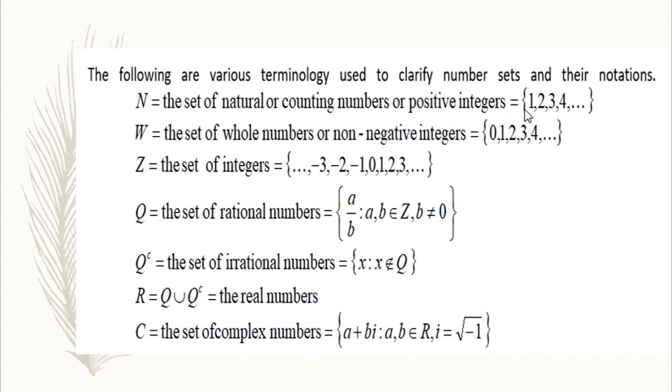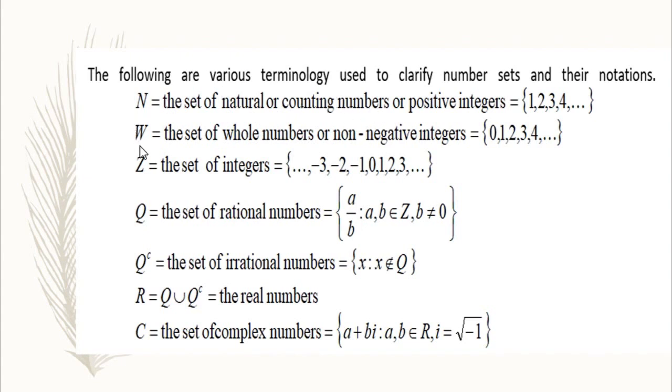So, kailan na kay taani nga mga numbers? 1, 2, 3, 4, 5, 6, 7, and so on. So, these are your positive integers, or what you call our natural or counting numbers.